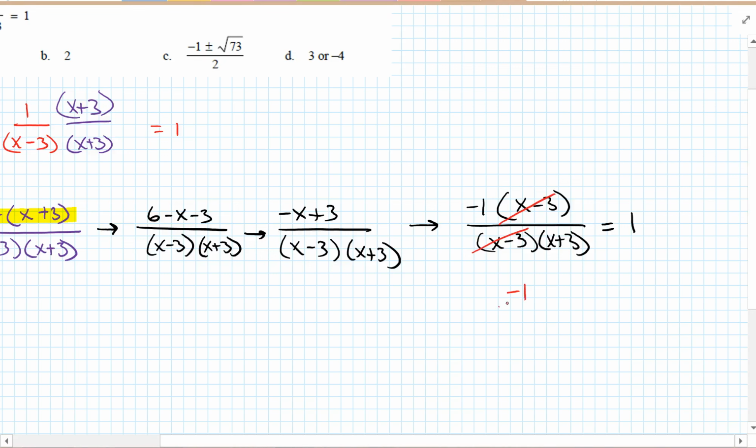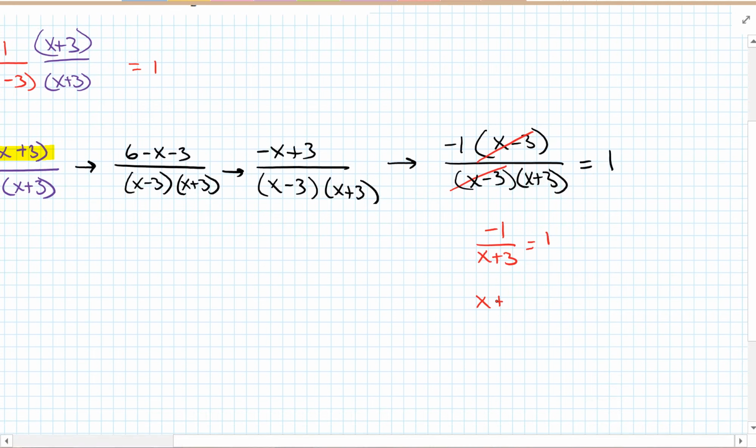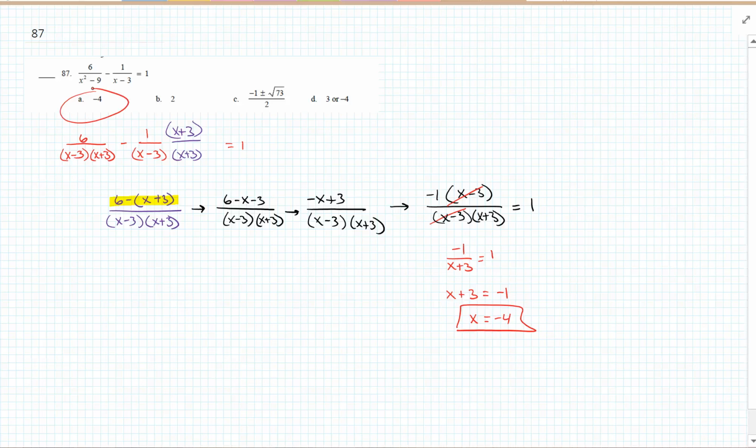So I got negative 1 over x plus 3 equal to 1. So we can cross multiply. So we can say x plus 3 equals negative 1, minus 3 to each side. x equals negative 4. The answer is A.